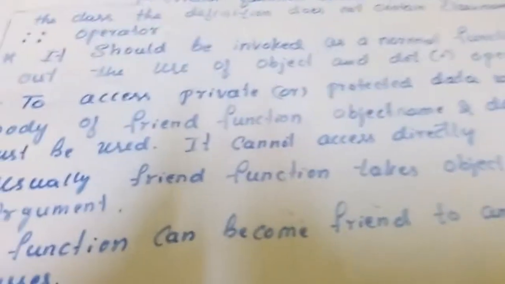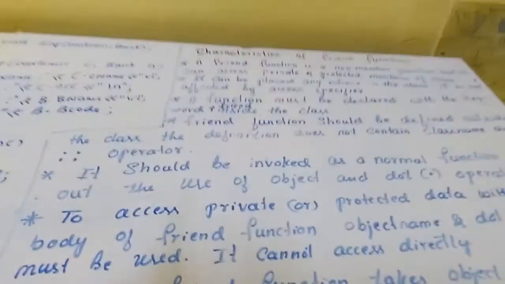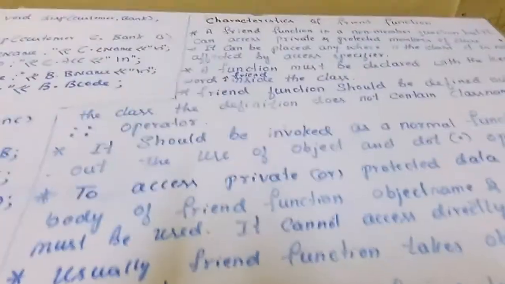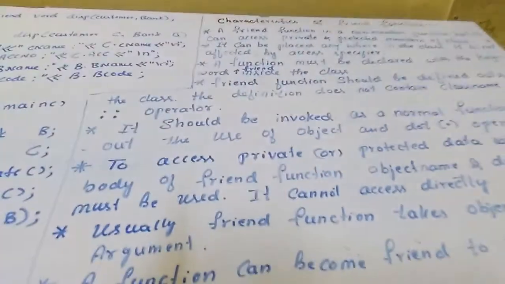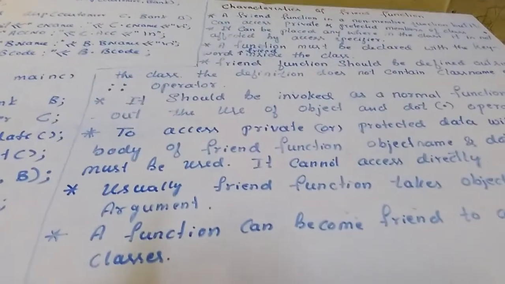I hope you understood the characteristics of friend function. Definitely they'll ask this question for 5 marks. So many times it is repeated. So you have to learn this. First 5 points are very important.